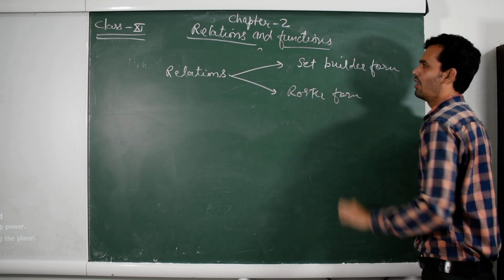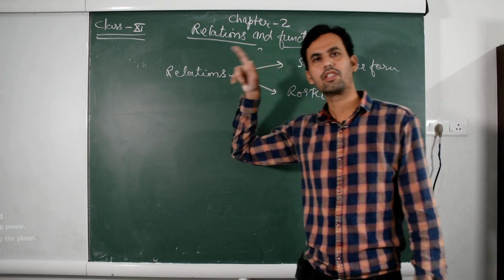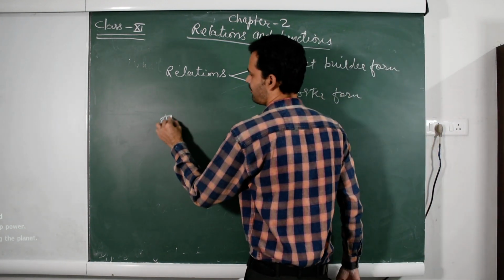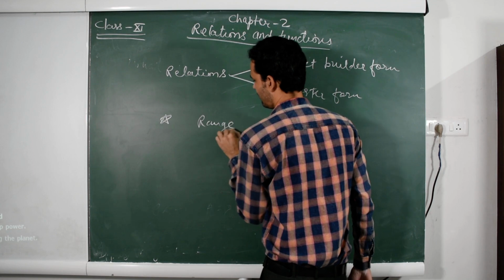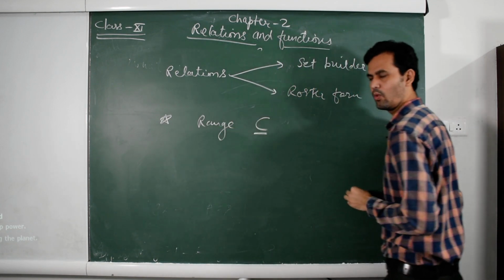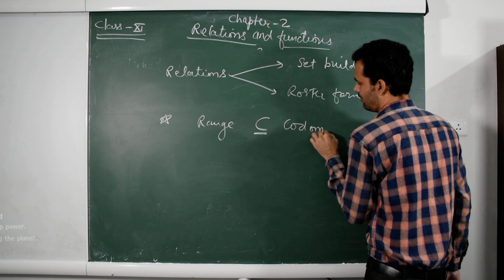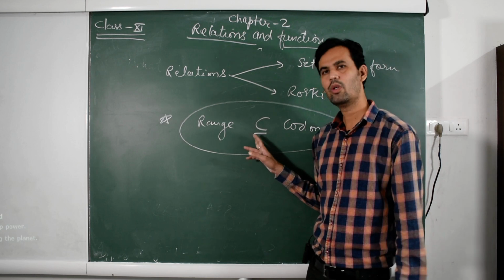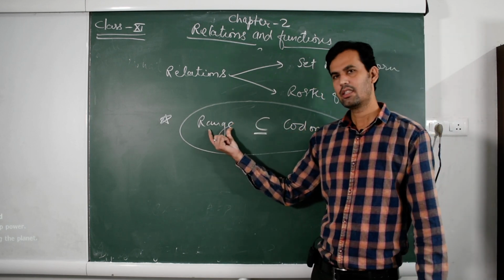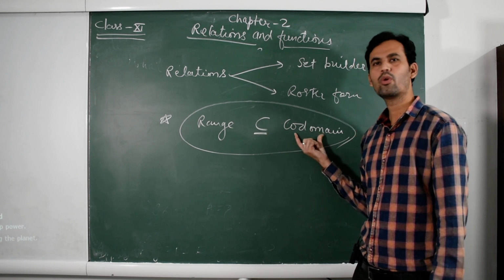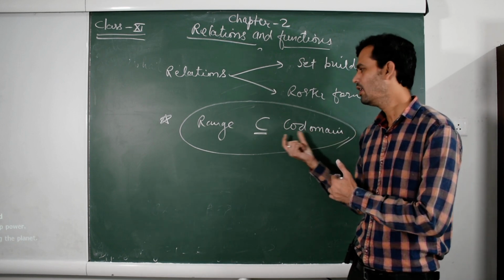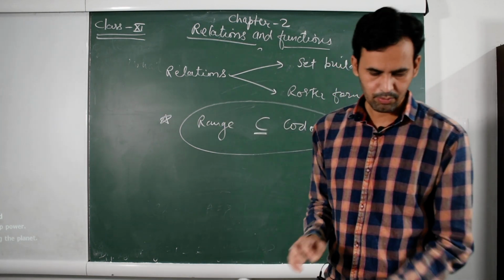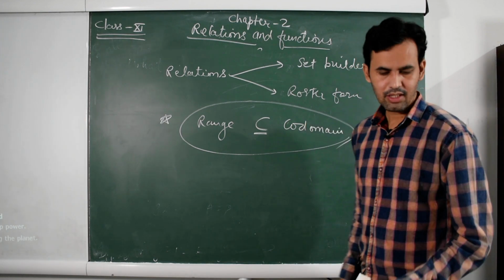So relations can be written in two forms, set builder form or roster form. And one more important thing: range is a subset of or equal to codomain. This is a very important point. It means range is a part of the codomain, or range is equal to the codomain. Now we start the exercise.